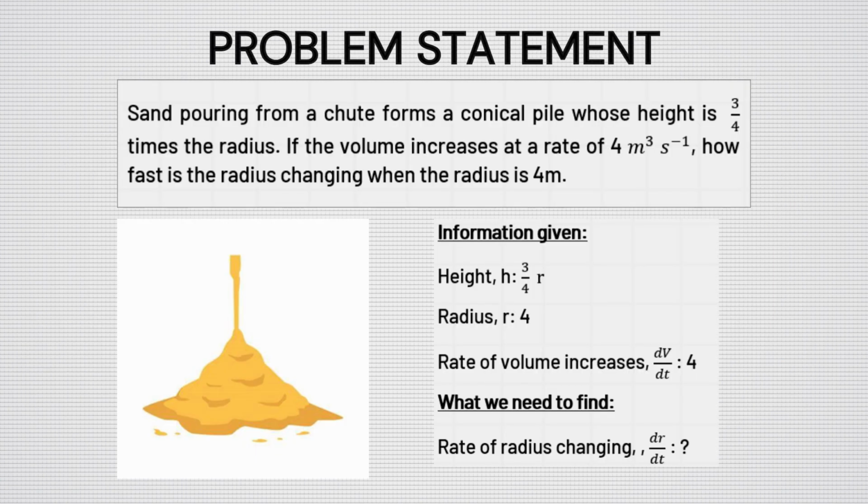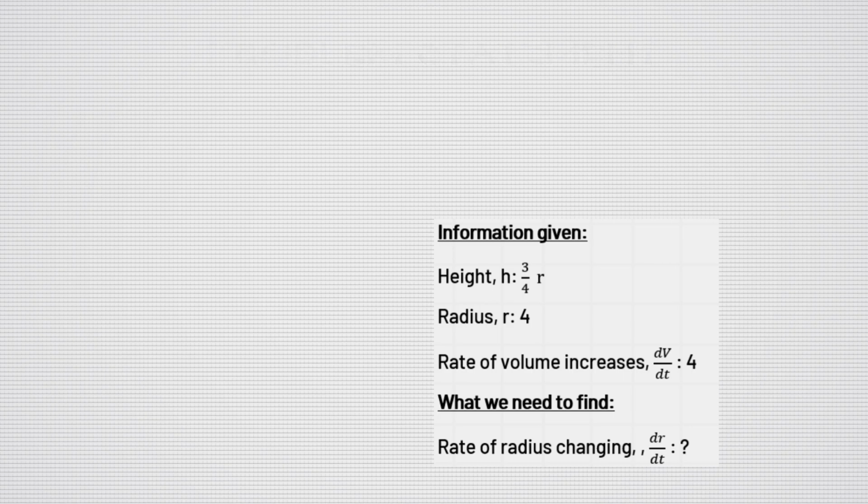Sand pouring from a chute forms a conical pile whose height is 3/4 times the radius. If the volume increases at a rate of 4 m³ per second, how fast is the radius changing when the radius is 4 m? From the statement, we know the height, radius, and rate of volume increases. What we need to find is the rate of radius changing.